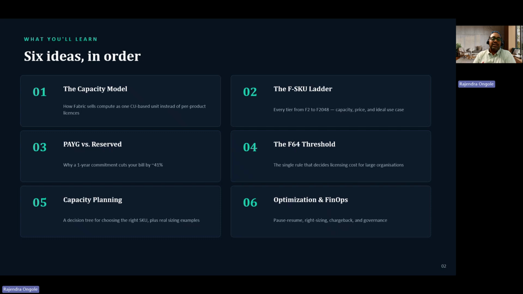And what is the F64 threshold? F stands for Fabric, and how it varies compared to the licenses below it, like F2, F4, F8, F16, and so on. Capacity planning we are going to discuss like a decision tree. Where are the metrics we can identify related to the workloads? These are all concepts we'll discuss. Along with that, if you want resizing of capacities, chargeback, and even governance for the administration part, we are going to discuss that also.